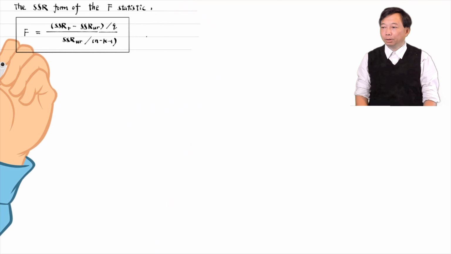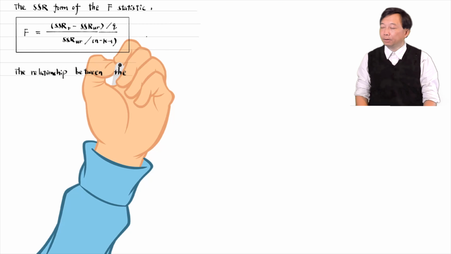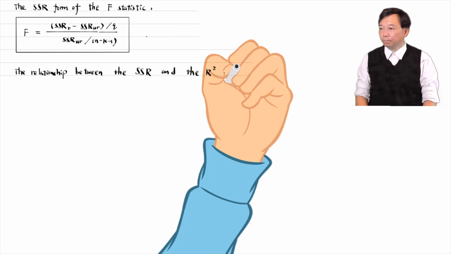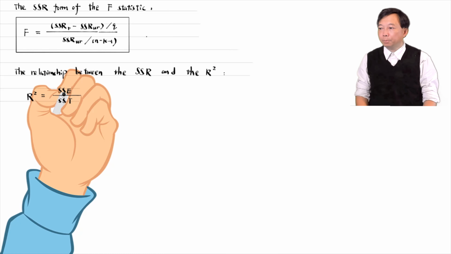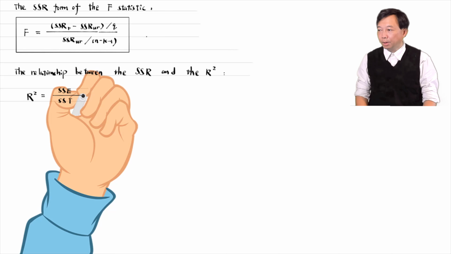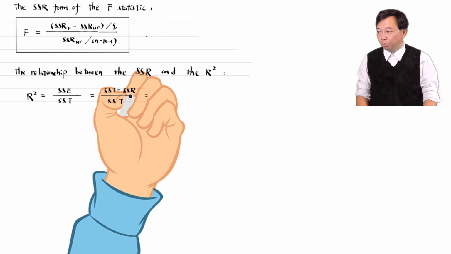The relationship between the residual sum of squares and the R-squared is as follows. R-squared is the proportion of the variation in the outcome variable that can be explained by the explanatory variables in the model. It equals the ratio of the explained sum of squares to the total sum of squares. Since the total sum of squares equals the explained sum of squares plus the residual sum of squares, we can replace the explained sum of squares with the total sum of squares minus the residual sum of squares.